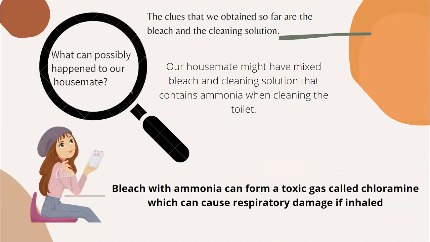Okay, so what can possibly happen to our housemate? So the clues that we obtained so far are the bleach and cleaning solution. So our housemate might have mixed bleach and cleaning solution that contains ammonia when cleaning the toilet. So bleach with ammonia can form a toxic gas called chloramine, which can cause respiratory damage if inhaled.